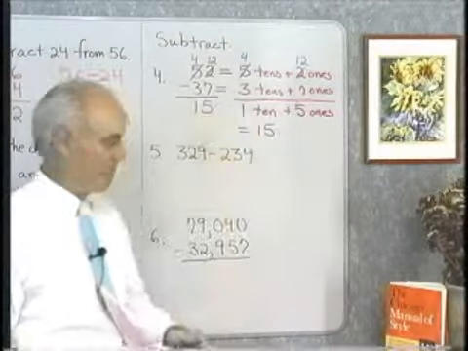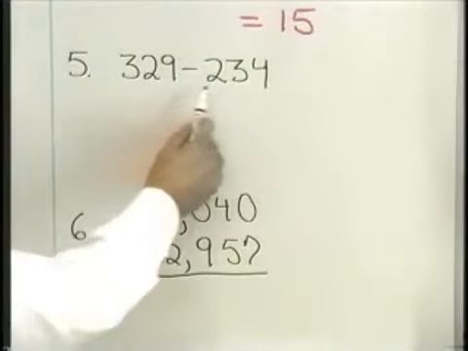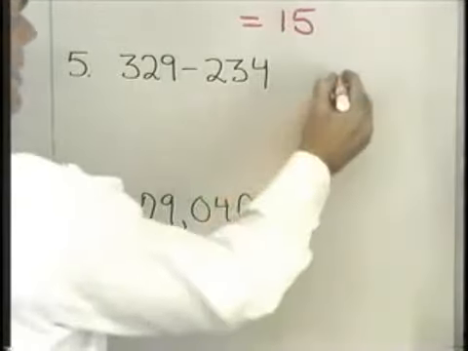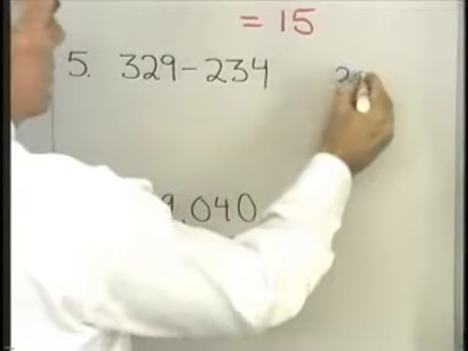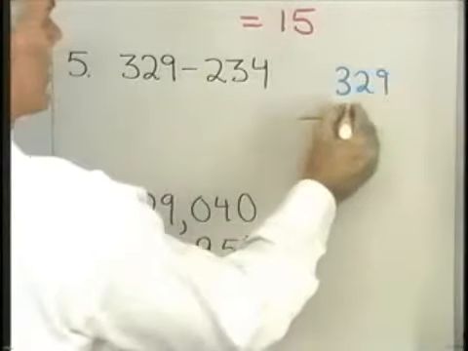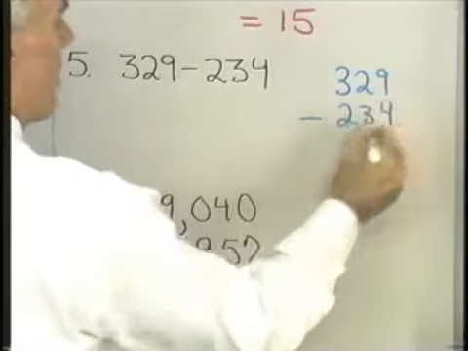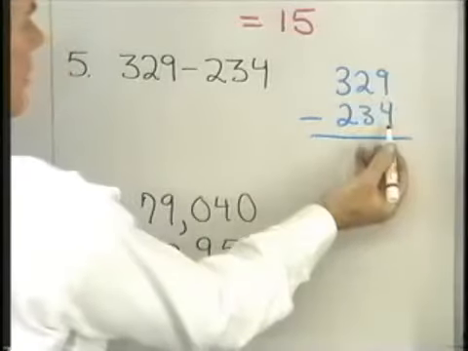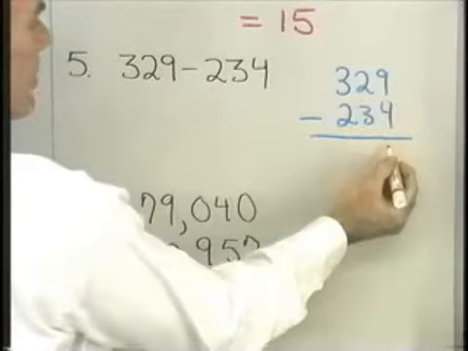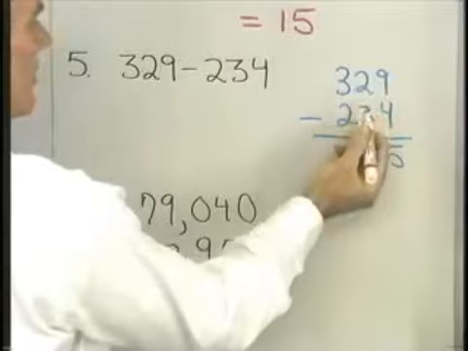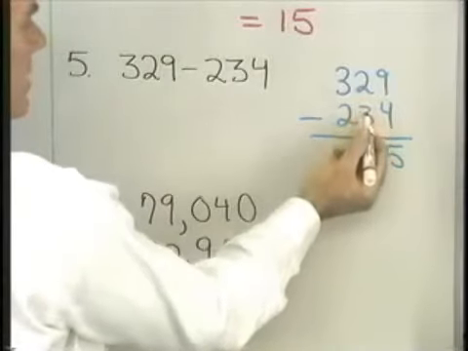Let's try another problem. Problem 5, I have 329 minus 234. Let's write this in column form over here. 329 minus 234. Now subtract in column, starting in the ones column. 9 subtract 4 is 5. 2 subtract 3 I can't do because 2 is less than 3.